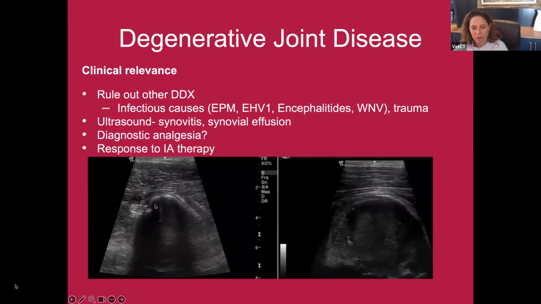But what you're looking for, and I would suggest using a linear probe, like a tendon probe, rather than a microconvex for just looking at the joint. If you may be more comfortable injecting with a curved probe, that's okay. But you're looking for this whale mouth shape pointing straight up. So this is one facet, this is the joint space, and this is the other facet.